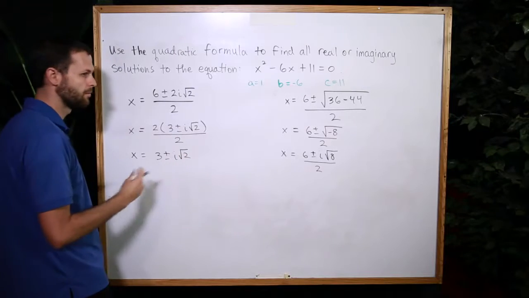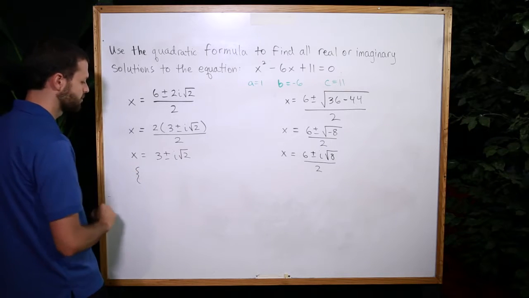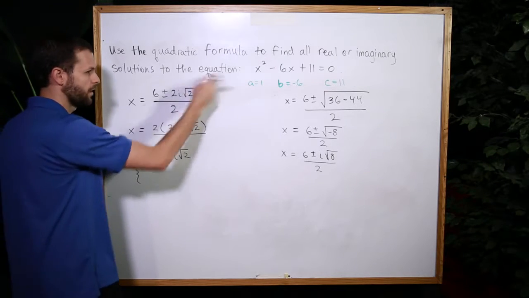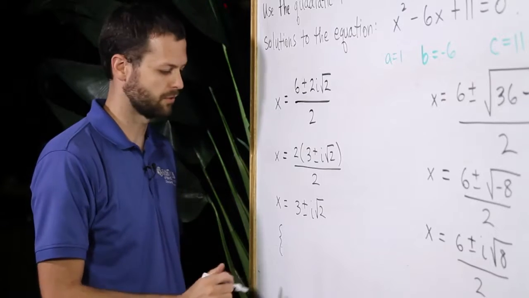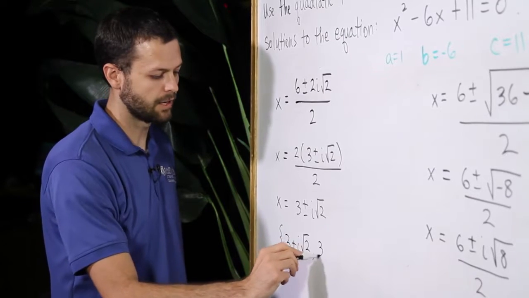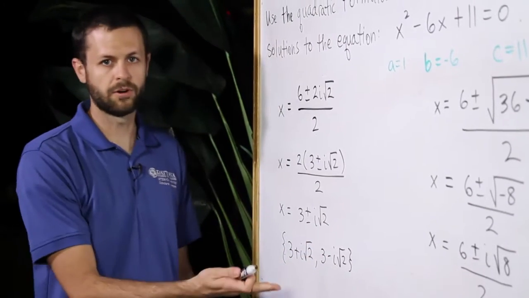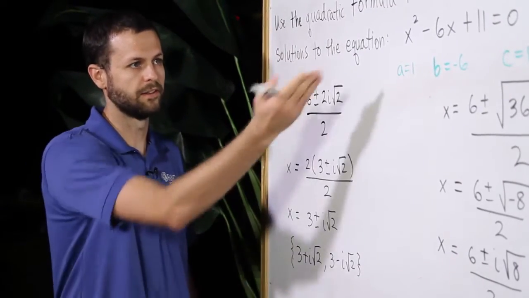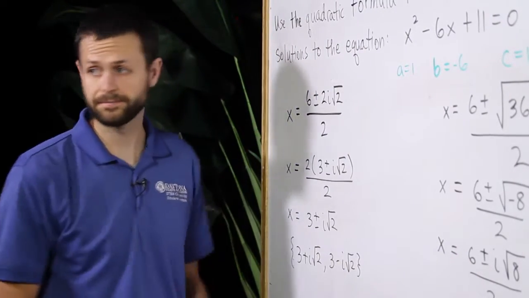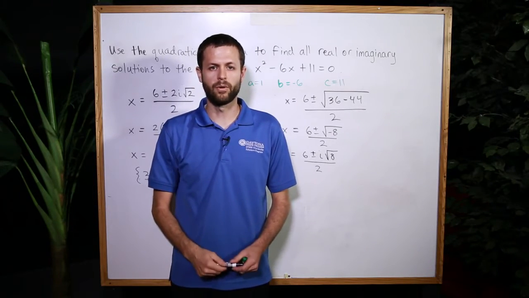Remember that these are actually two solutions, so our solutions to the original equation, x squared minus 6x plus 11 equals 0, are 3 plus i square root of 2 and 3 minus i square root of 2. You can, of course, always check your work by plugging this into the original equation. This is how to solve a quadratic equation using the quadratic formula.